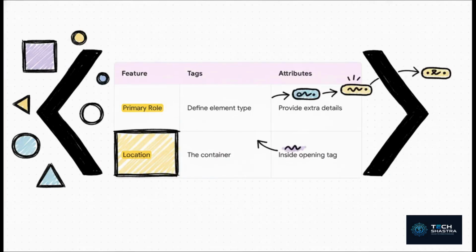You know, everything in HTML really just comes down to these two building blocks, tags and attributes. The difference is simple, but it is absolutely crucial. Tags, like p for a paragraph, define the type of thing you're making. They are the container. Attributes, on the other hand, live inside that opening tag, and they provide extra details about that element, like giving it a unique ID or a style.